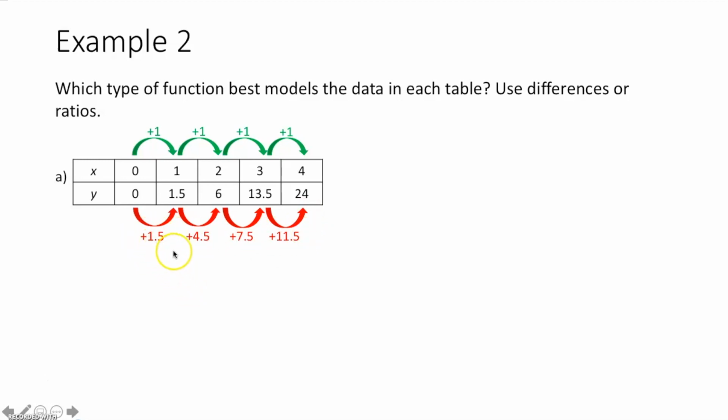So from 1.5 to 4.5, we're adding 3. From 4.5 to 7.5, we're adding 3. And then from 7.5 to 11.5, we're adding 3. Therefore, there's a constant second difference, meaning that this table represents a quadratic function.